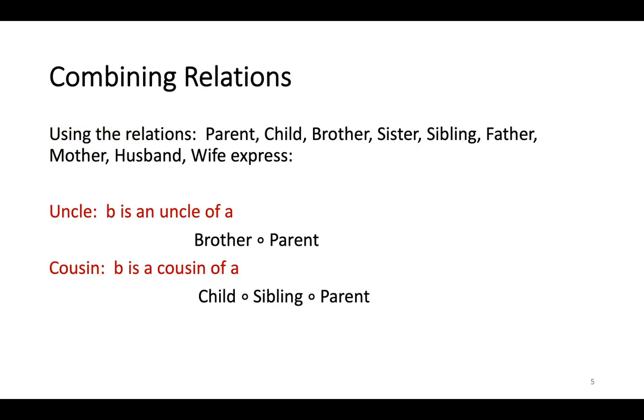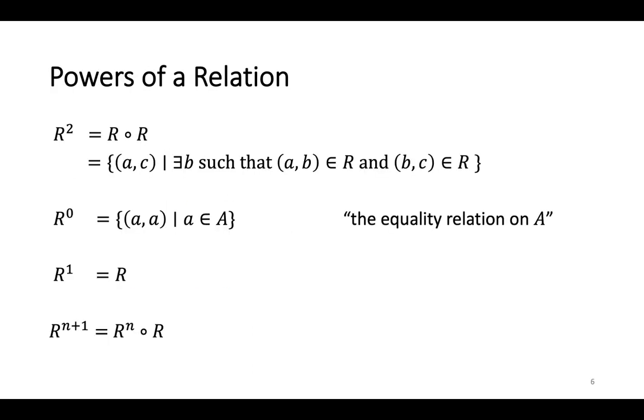So if we have uncle, we can say this is brother circle parent, brother of parent. And we have cousin here, that would be child of sibling or parent. That means child circle, sibling circle, parent. And there is power of relation. When you have square, it is about R circle R. And when you have R zero, that is about equality.